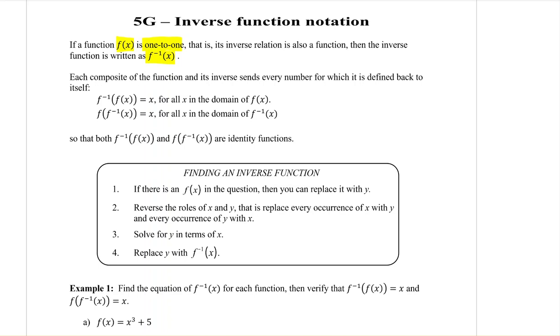Now there's some cool little properties. If you find the inverse function, f of minus 1 of x, and you sub the original function into the inverse function, you should always get x, that line of symmetry that goes between those two functions. If you do it the other way around, you should also get the same thing. If you sub the inverse function into the original function, you will also get x.